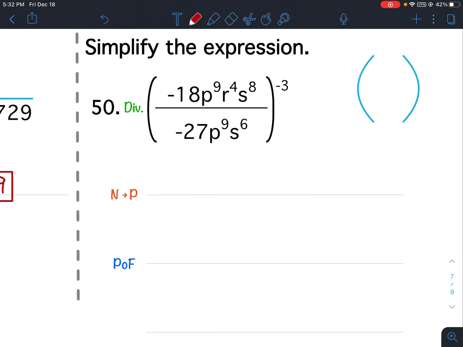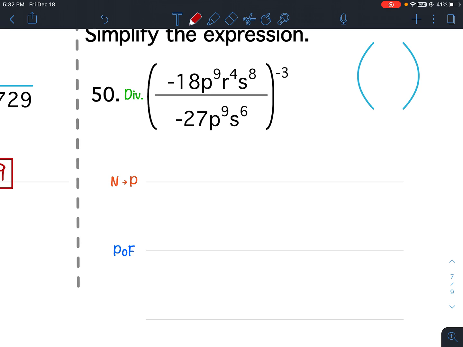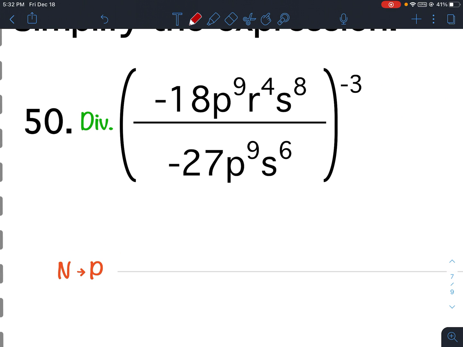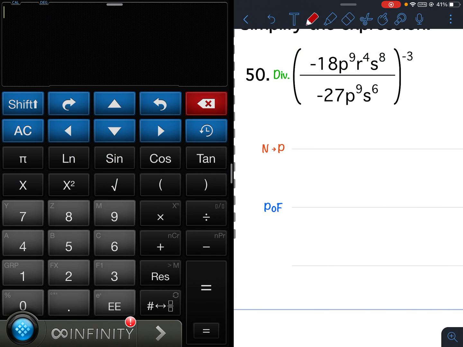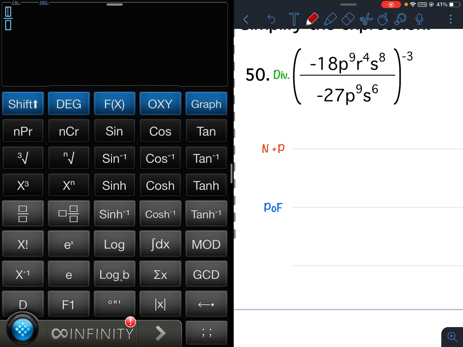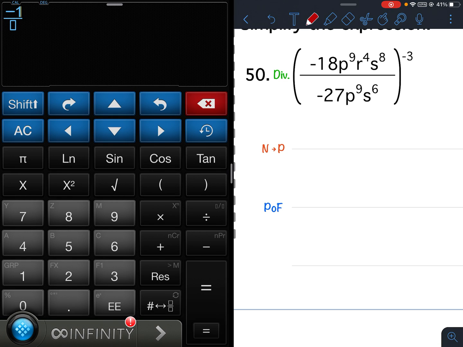Last but not least, 50. So we're going to simplify this expression. This is back for our laws of exponents. To solve any problem with laws of exponents, you have to follow your order of operations. Follow PEMDAS. So I have to do what's inside the parentheses. The operation inside the parentheses is division. So I'm going to start by putting the coefficients in the calculator using the fraction. So negative 18 over negative 27. That would reduce to 2/3.